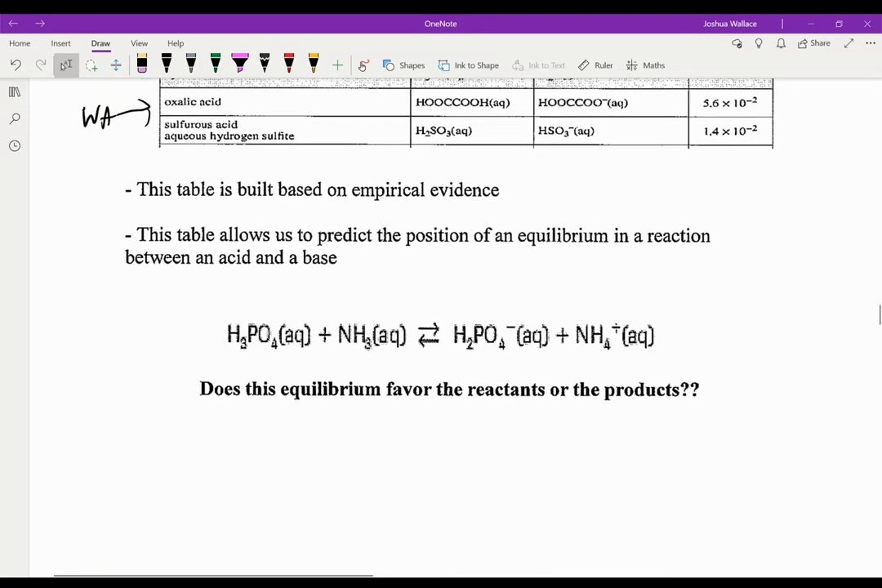This table allows us to predict the position of an equilibrium in a reaction between an acid and a base. So here we're looking at the reaction of H3PO4 and NH3 aqueous to produce H2PO4- and NH4+. So does the reaction favor the reactants or products? Well, I'll tell you right now, this reaction is greater than 50%, which means that its Kc is greater than 1.